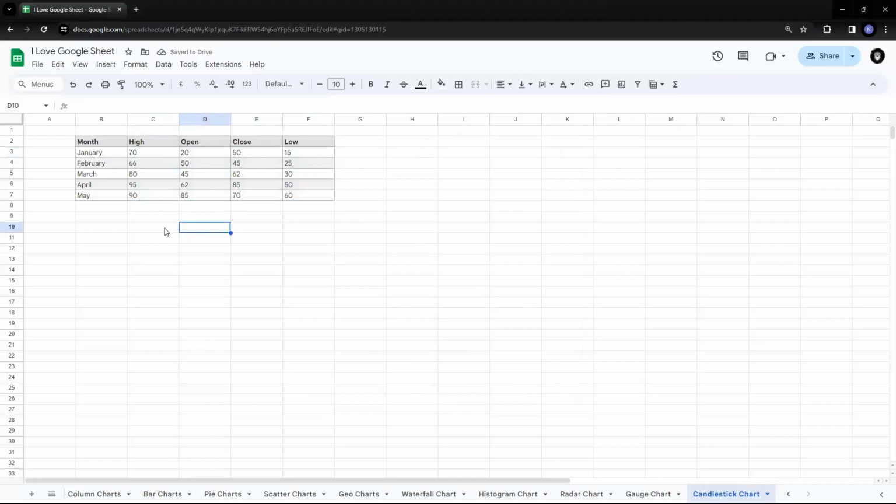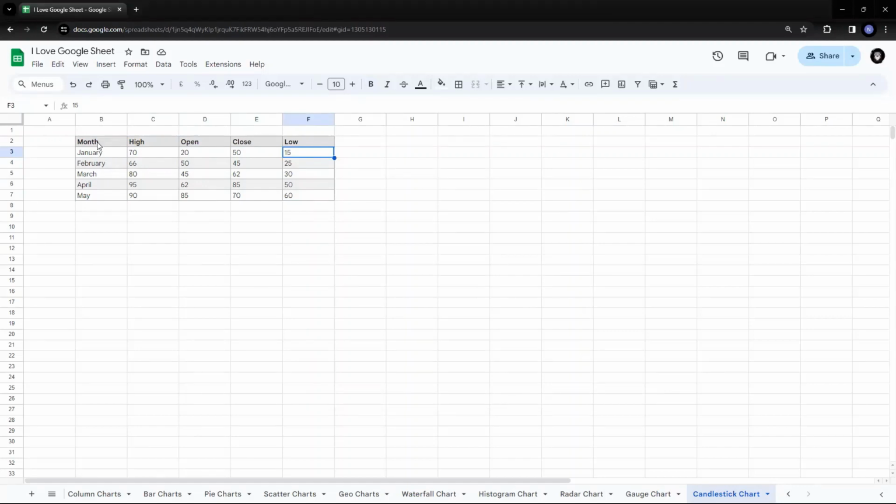So suppose I have these stock prices month on month. In January, the high was 70. Open in January, the stock price opened at 20. You take any stock price, A, B, C, D, anything else. So it opened at 20, it closed at 50, but it went at a high of 70 and low at 50. So how do you show this kind of chart?